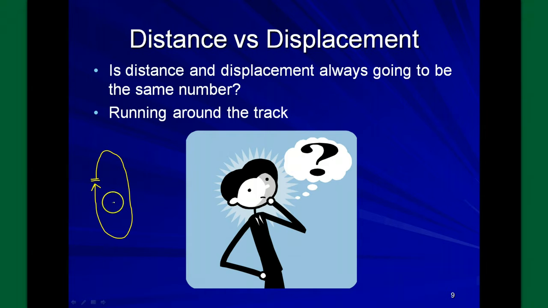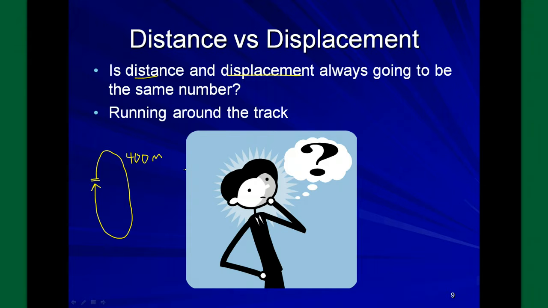Well, that's a pretty easy question to answer if you know that one lap around the track is 400 meters. If I can write: distance around the track, 400 meters. The next question is, we're asking about distance and displacement. What is your displacement when you run one lap around the track?